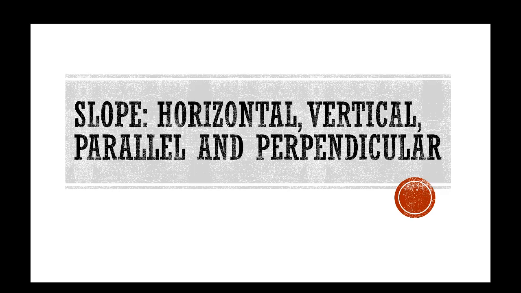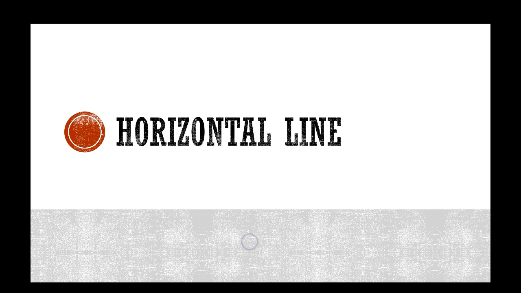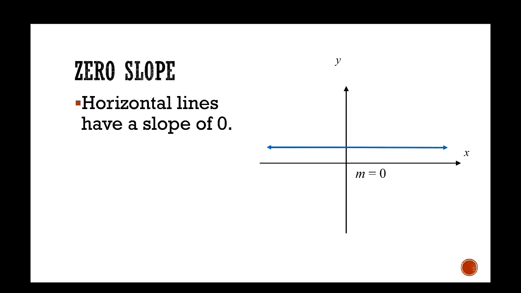This video is going to look at some special circumstances within slope: horizontal lines and their slope, vertical lines and their slope, and parallel lines and how their slopes relate, and also perpendicular lines. So let's start with a horizontal line.